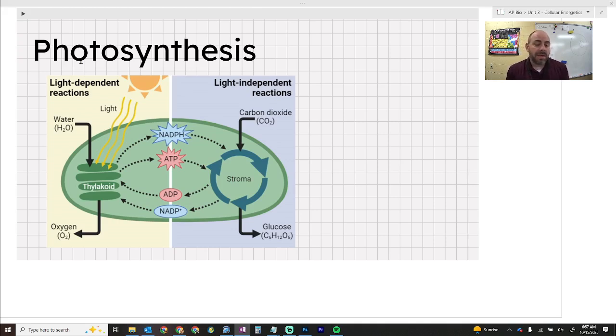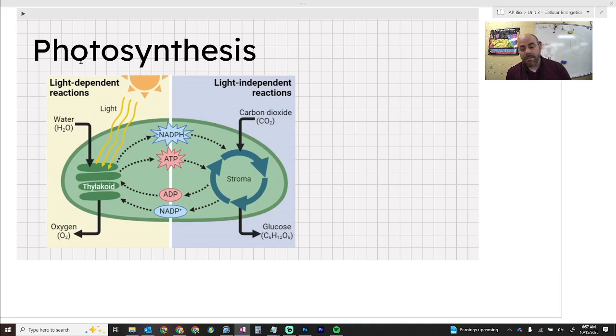Some other things are going to be necessary for that. Water is a necessary reactant in this process, and oxygen is what we're going to call a byproduct of this reaction. Obviously, oxygen is important. We love the fact that plants give off oxygen, but for the plant's case, it's not a necessary product coming from this, even though plants can use the oxygen that they make in order to do cellular respiration.